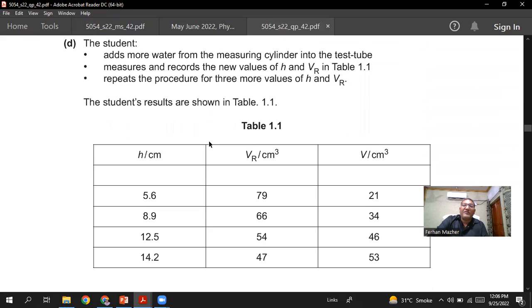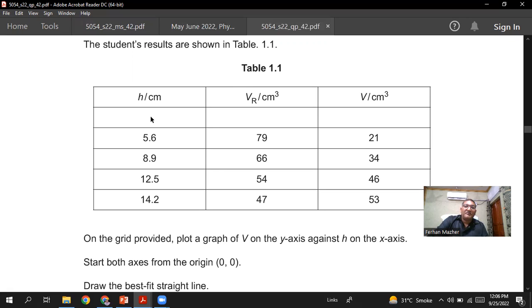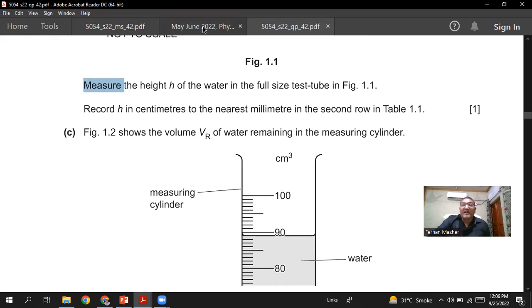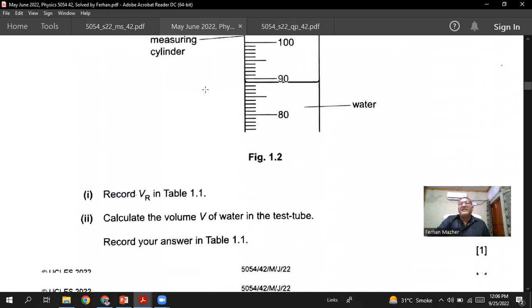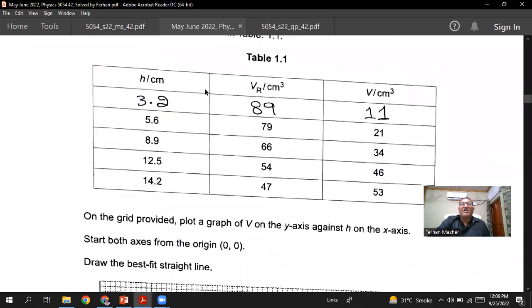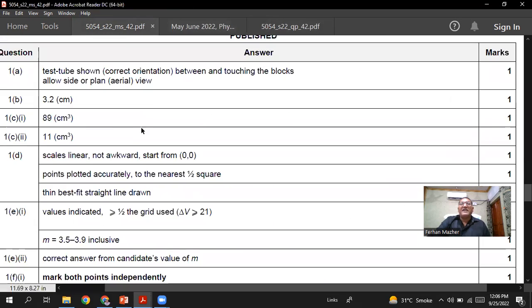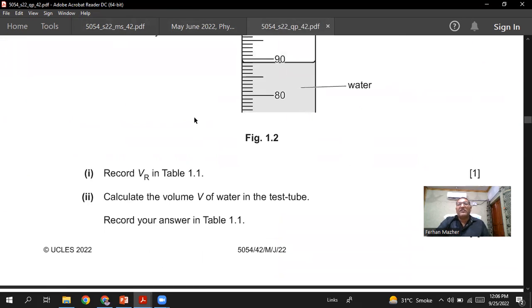Table 1.1 is here. In the second row, we have to fill that. The h value, whatever you measure, whatever will be the answer, you will add here. I have measured it, and that value was 3.2 centimeters. I measured it and it was approximately 3.2 centimeters. According to the marking scheme, it's also right.